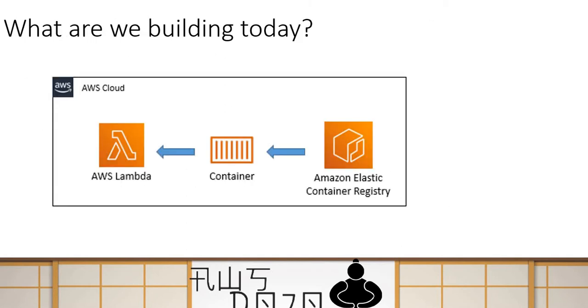So what we are going to build today is that we will create a container image, and then we'll upload that to Amazon Elastic Container Registry. And then we'll launch a Lambda function using this container-based image. And then we are going to test it.